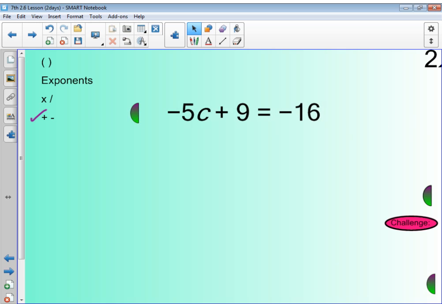Okay, so I'm going to give you one that I want you to try independently. Now remember, that negative with the 5 is times the c. It's not minus 5. It's a negative 5 times c. So go ahead and pause your video and work your way through this one. If you'd like to use your calculator, you may go ahead and do so.